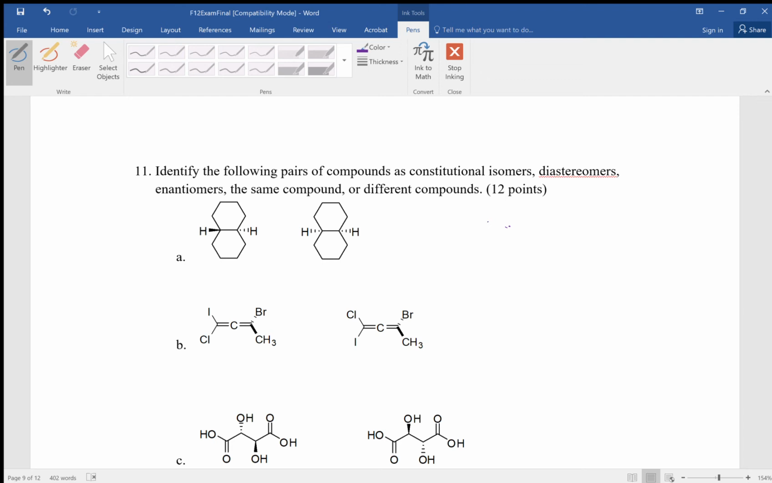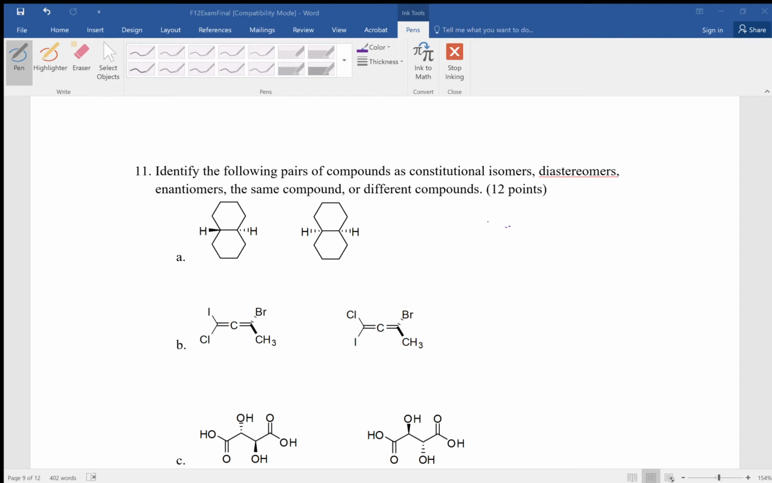Alright, question 11. We have a series of pairs of compounds, and the goal is to identify what their relationship is. In part A, we have a pair of cyclohexane rings that are fused together. And we can see that in the first case, they're cis to each other. And in the second case, they're trans. So what does that make this pair of compounds?